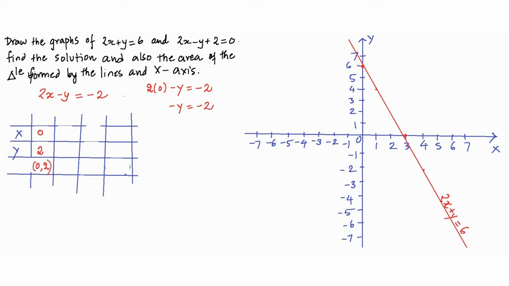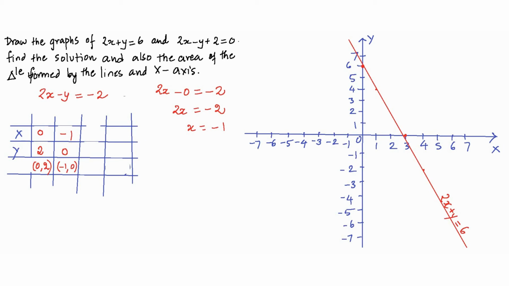Then let's take y equal to 0. If y is equal to 0, let's see what happens. I have 2x minus 0 is equal to minus 2, which means 2x equals minus 2, which means x equals minus 1. So if y is equal to 0, x is minus 1. So the point is (minus 1, 0).